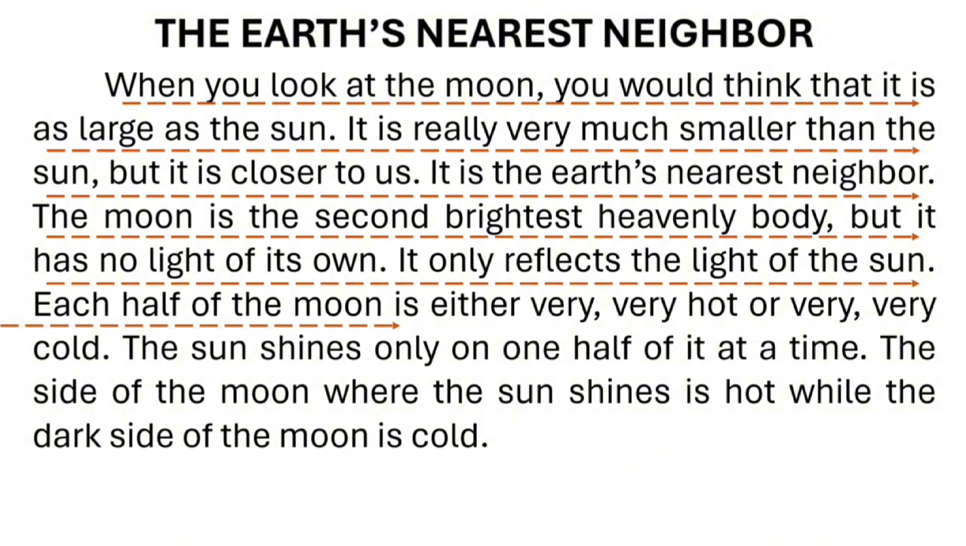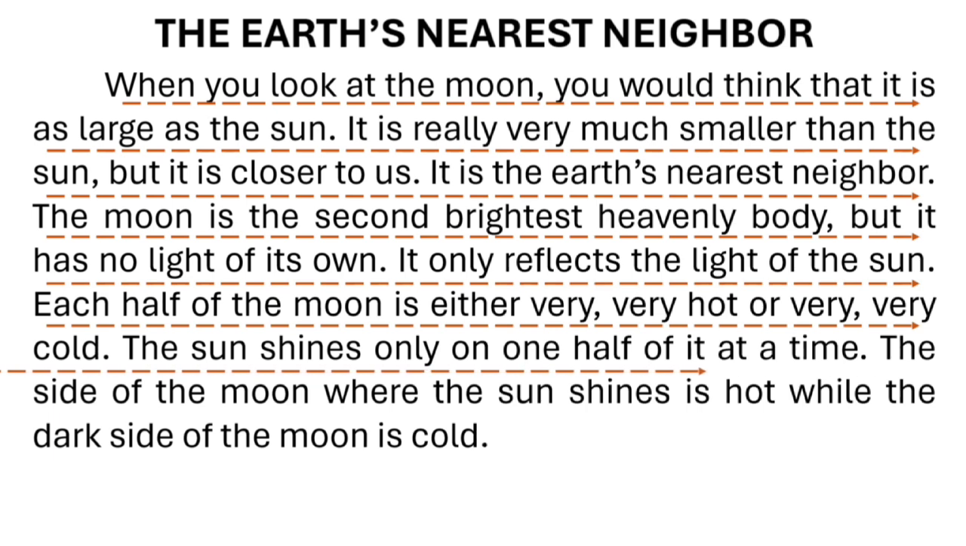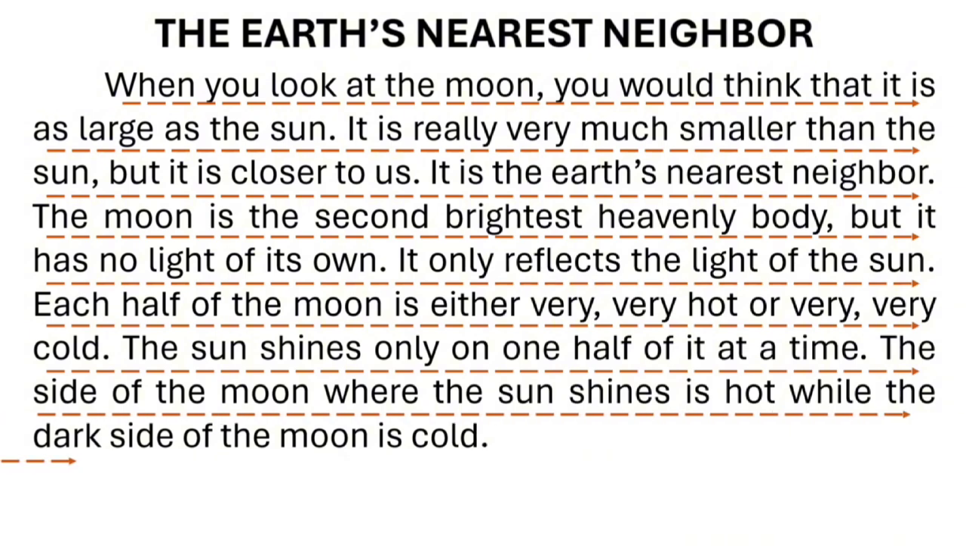Each half of the moon is either very, very hot or very, very cold. The sun shines only on one half of it at a time. The side of the moon where the sun shines is hot, while the dark side of the moon is cold.